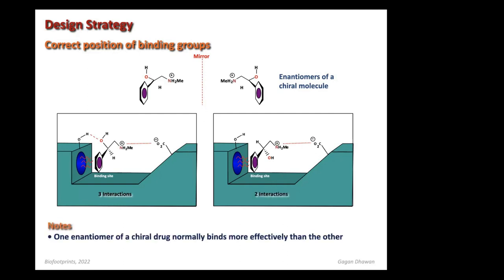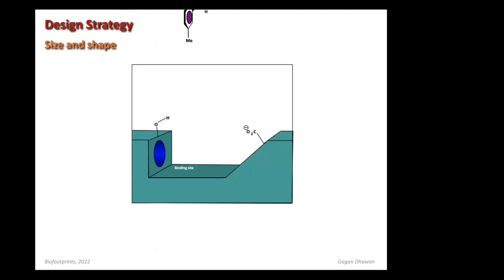So that's why we can say that one enantiomer of a chiral drug normally binds more effectively than the other. This is what we can conclude. But different enantiomers are likely to have different biological properties. In this case, our desired activity is not happening, but that particular isomer or enantiomer may be active for some other biological property.